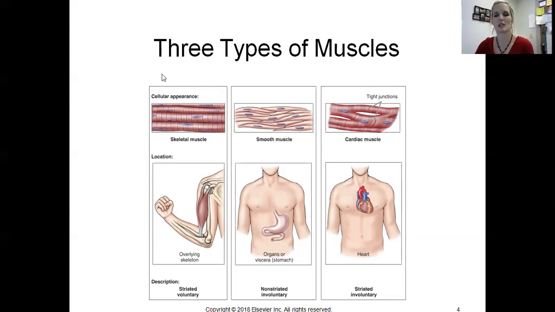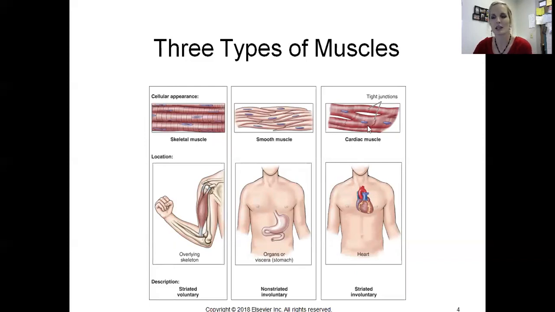So in the next picture, you guys can see the stomach and the first part of the small intestine there. It says organs or viscera, our stomach. There you can see what it looks like underneath a microscope. It is very smooth looking, as you can see. So as the name implies, it is not striated. It doesn't have those little striations in it. And it is, again, involuntary.